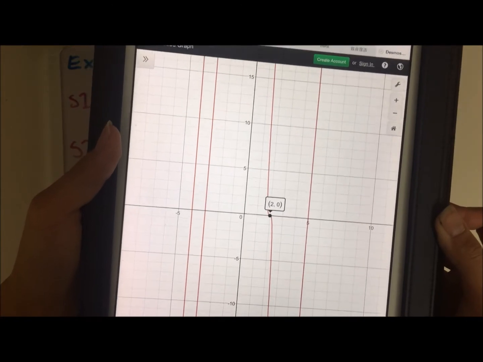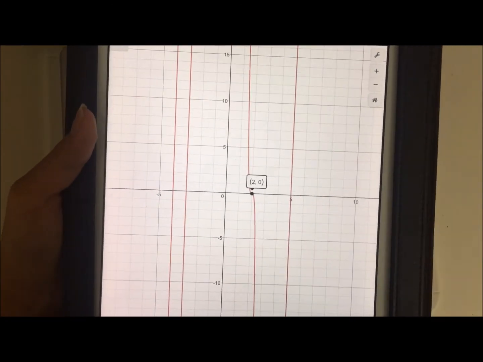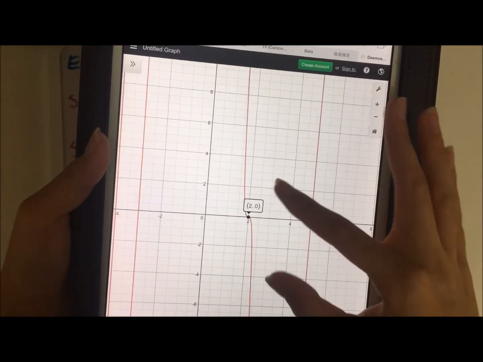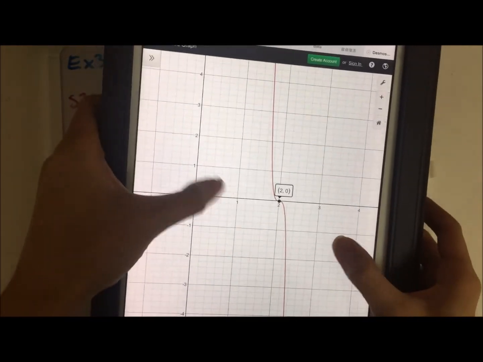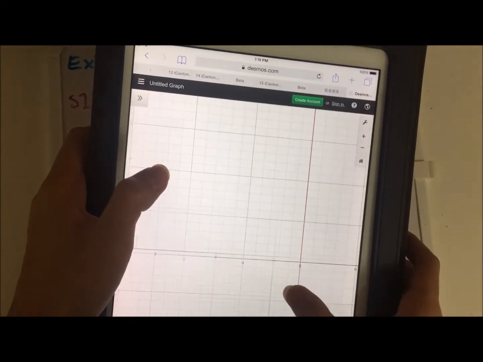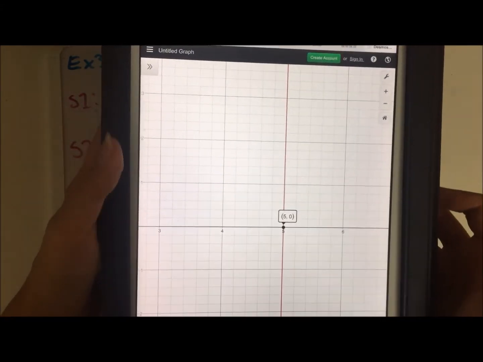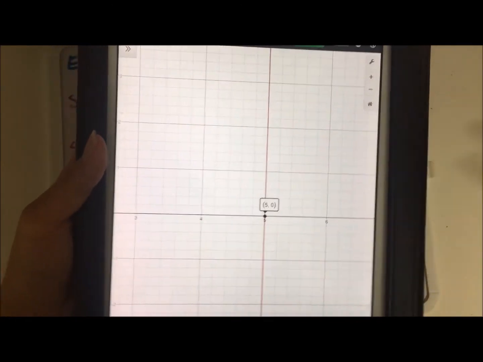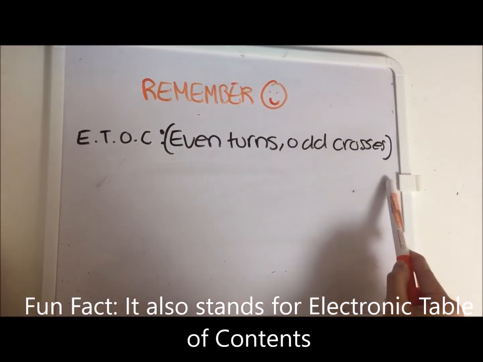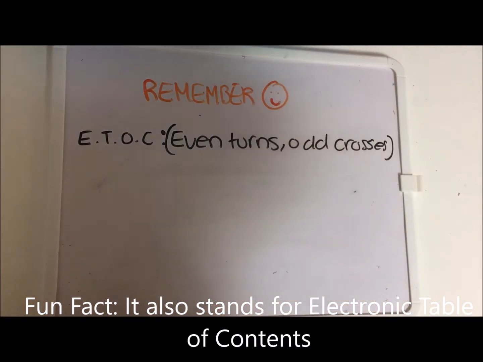Thus, if the zero has an odd order, the function does cross the x-axis at that point. But the higher the order of a zero, the flatter it will appear at the x-intercept. So in this case, you can tell, it's really flat compared to the x-intercept with an order of 1. An easy way to remember this is EOTOC: even turns, odd crosses at the x-axis.